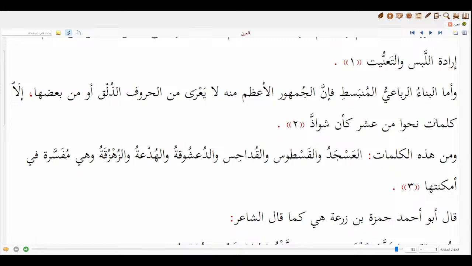As for a 4-root letter word, and for munbasit, I'm not sure what this word munbasit means. Basit means to be simple, from basata, so I don't know what this munbasit means. However, he is saying that of the 4-root letter words, the majority will always have a letter out of these 6.